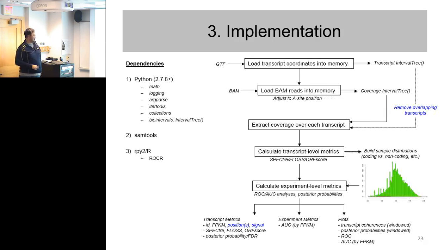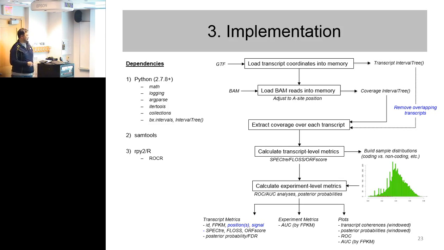So we implemented this in Python with an eye towards trying to cut down on extraneous third party libraries. Most of these are actually default libraries. The analysis itself requires a native installation of SAMtools as well as R with the ROCR package, and to do the calculations themselves, I use RPy2.